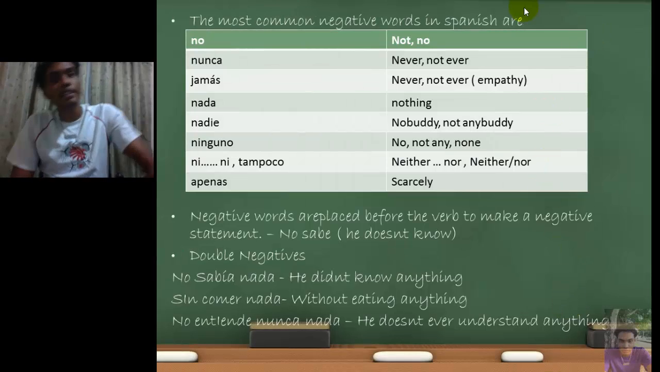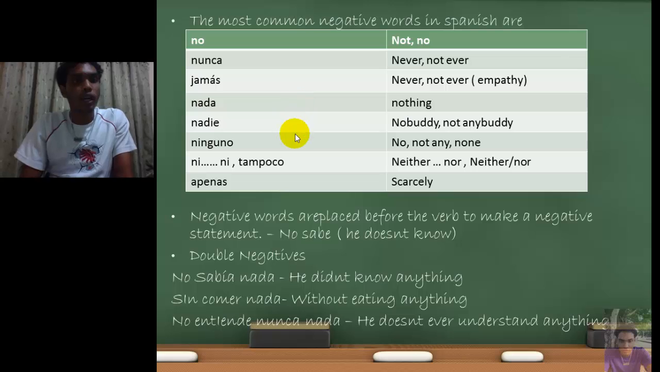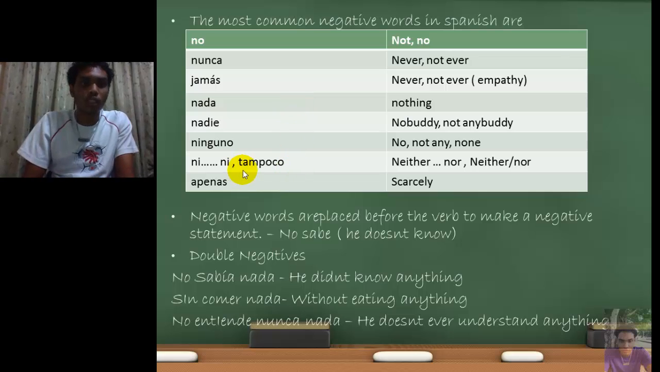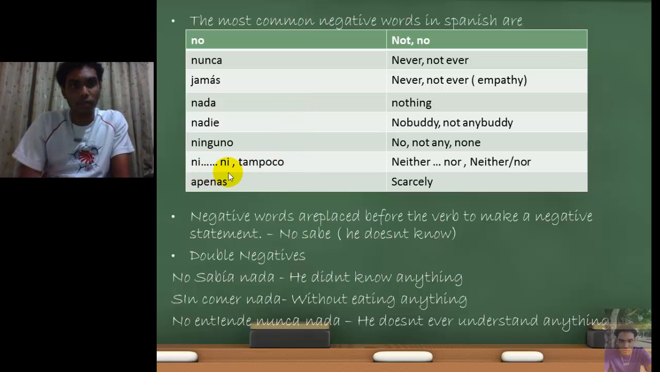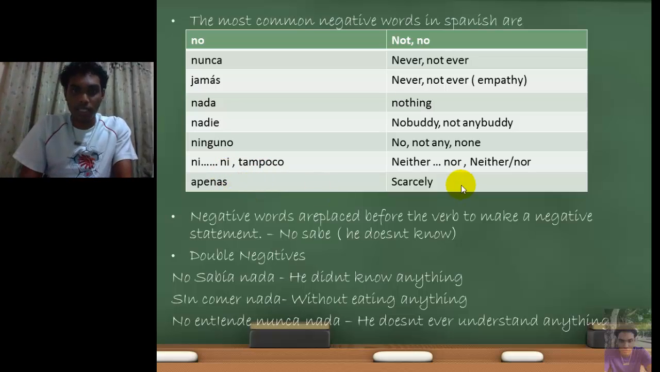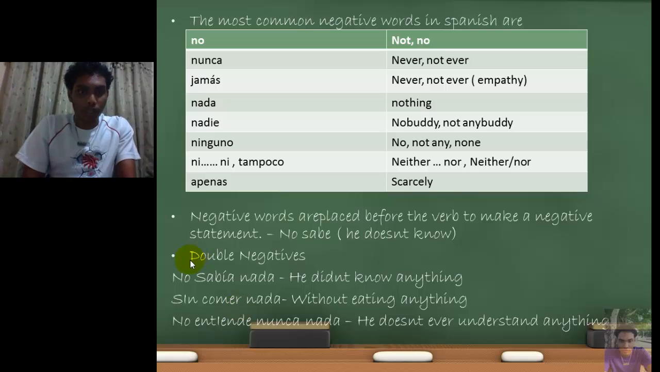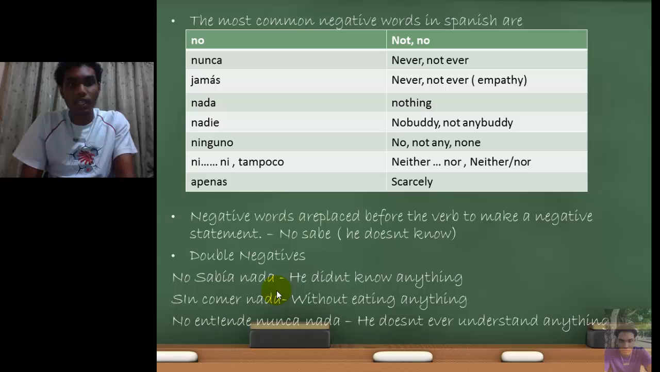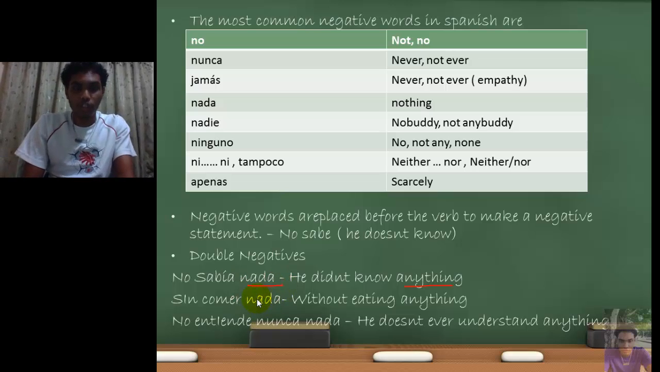The most common negative words in Spanish are no, nunca, jamás, nada, nadie, ninguno, ni, and well, tampoco, and ni can be both used interchangeably, right? And apenas means scarcely or hardly, right? Take a note of the double negatives, right? So, por ejemplo, no sabía nada. He didn't know anything. So this last negative would now become positive in English, right? Translated as positive in English, right?